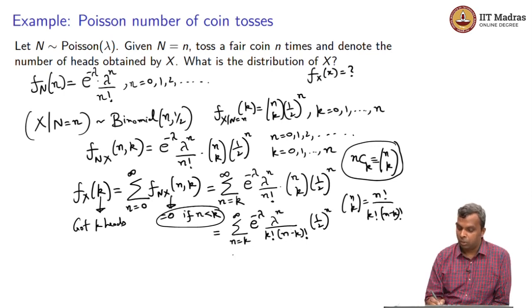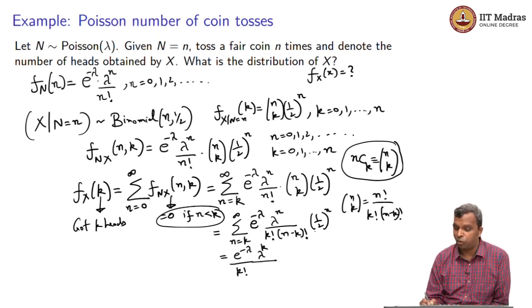So let's see here. I am going to write this like this. I am going to pull this e power minus lambda out. It does not depend on n. I am going to pull the k factorial out, and I am going to pull lambda power k out. So why am I doing this? Because then I will get a familiar form, and then I can use it.